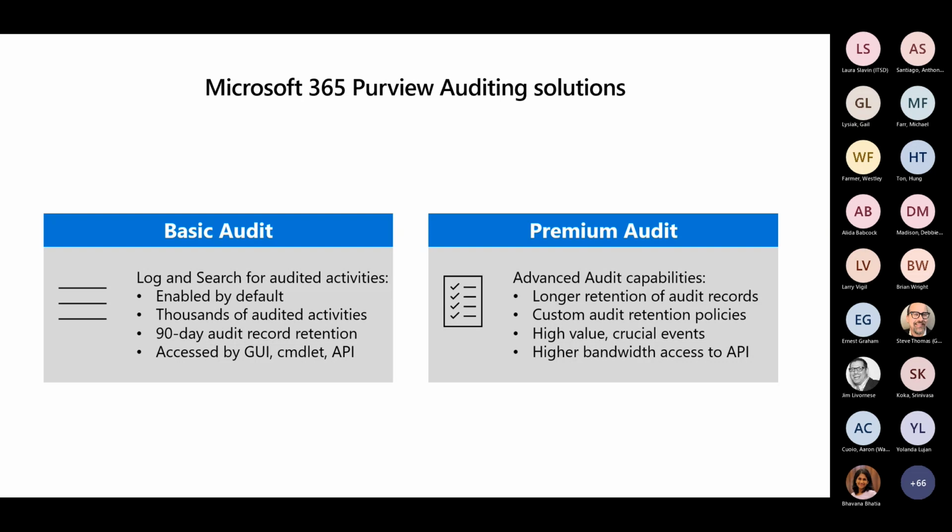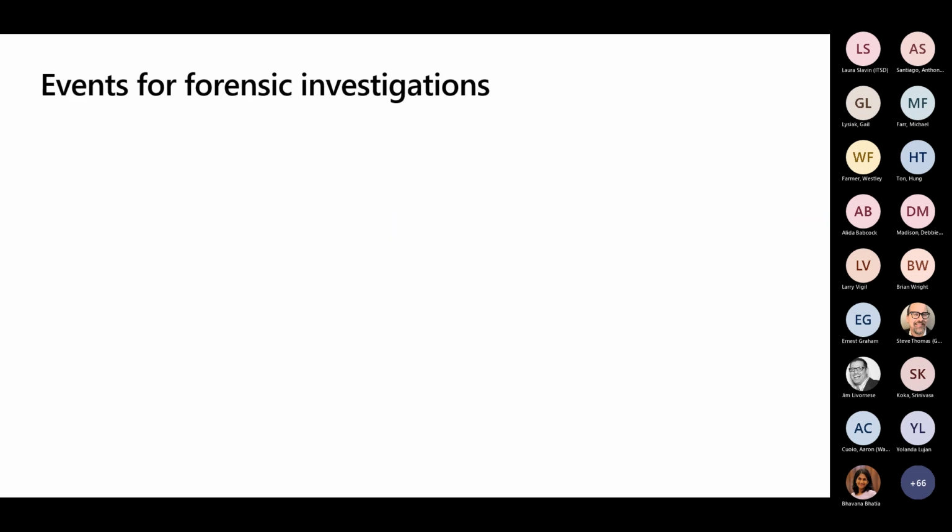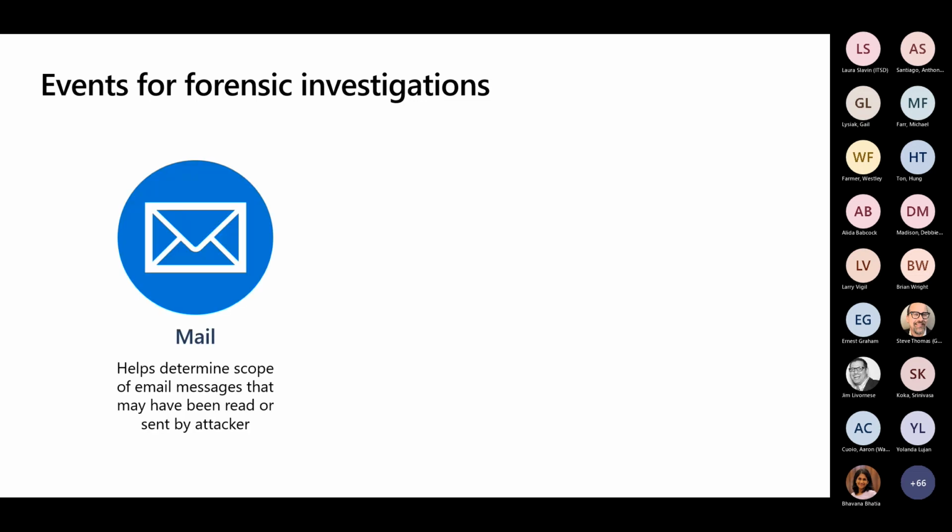Now, Premium Audit will give you, again, the longer retention of audit records, but you also have custom audit retention policy capabilities. You get high value crucial events and a much higher bandwidth access to the Office 365 API. Now, at the end of the day, this is an incredible forensic tool that can allow you to look into a whole bunch of different types of information, primarily mail, which includes mail items accessed, mail send.